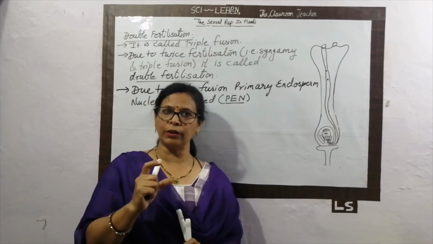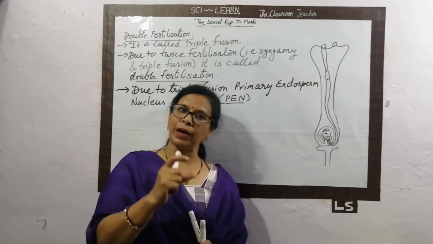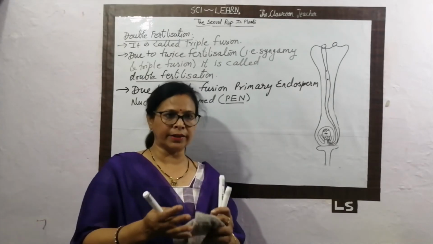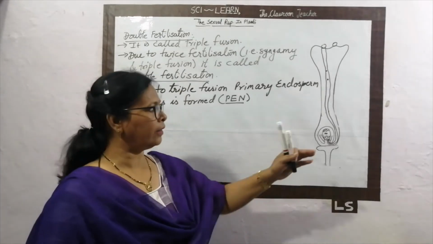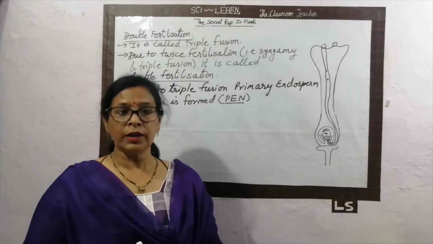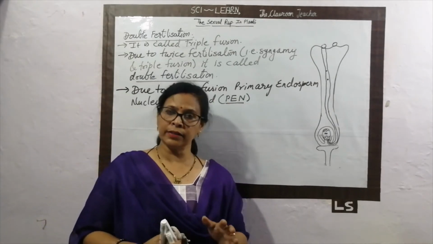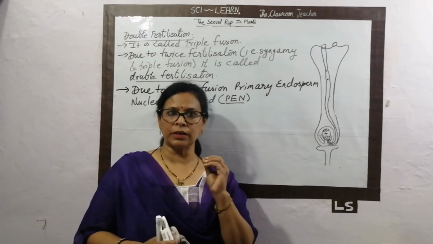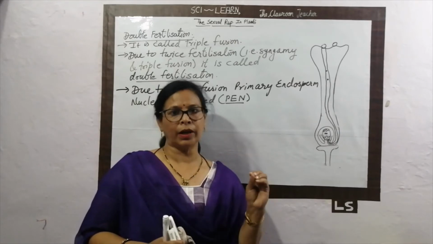Nourishment of the developing embryo is supplied by the primary endosperm cell. Sometimes syngamy occurs earlier, then the triple fusion follows. Sometimes triple fusion occurs first, then syngamy follows. The reason is only that the endosperm is the part which provides nourishment to the developing embryo.